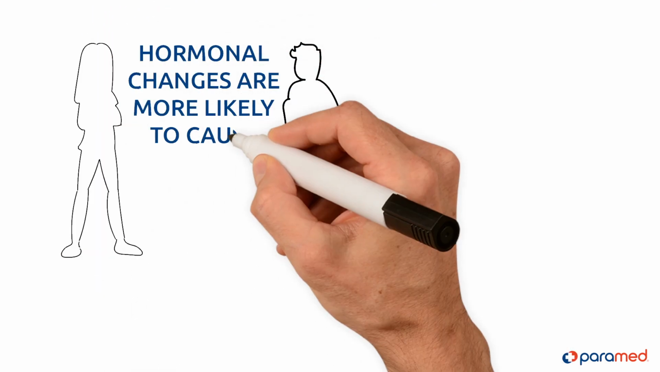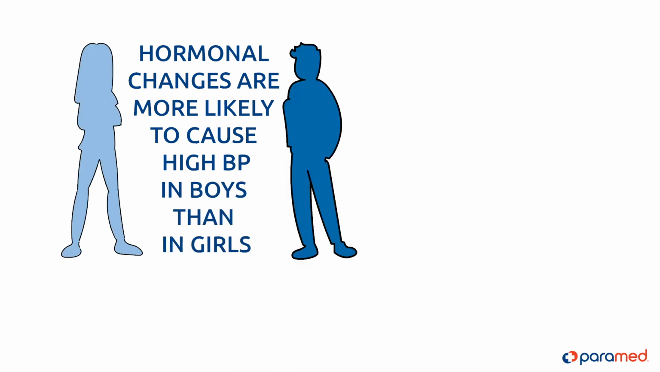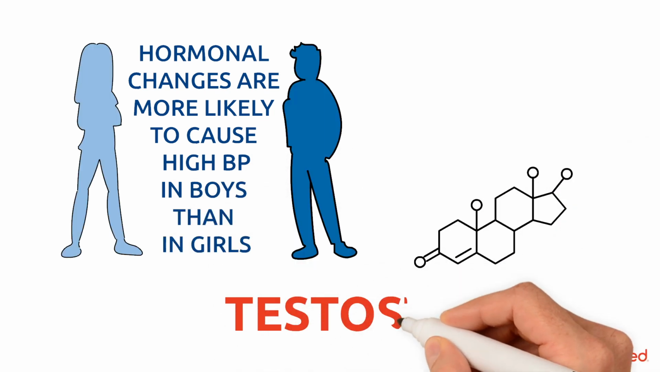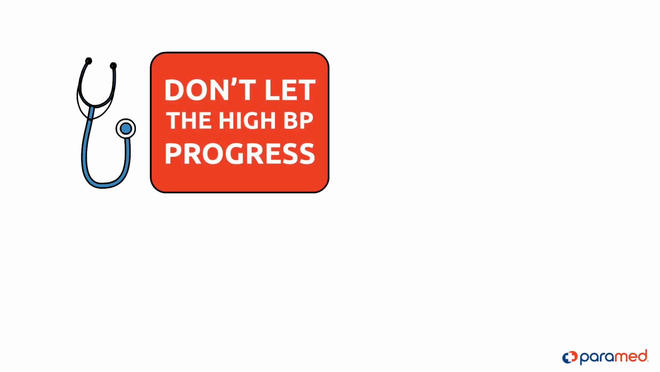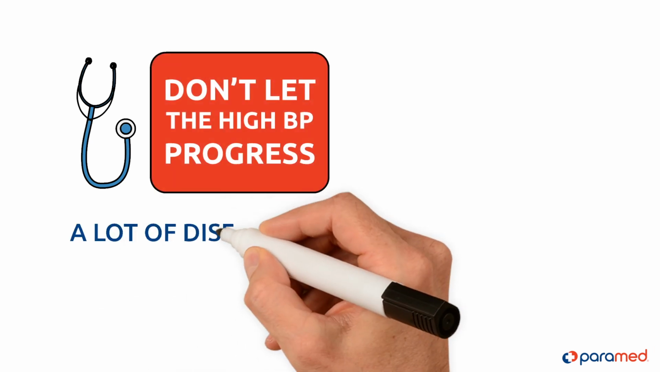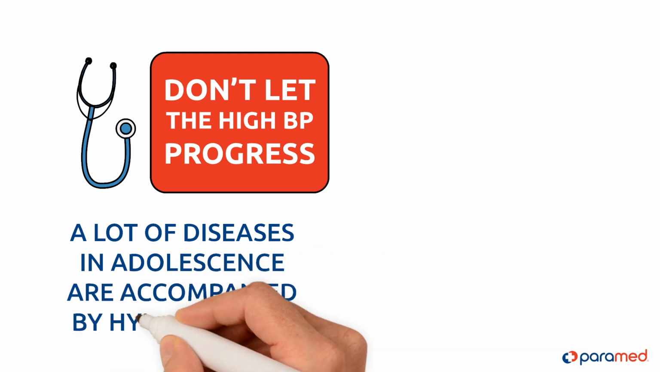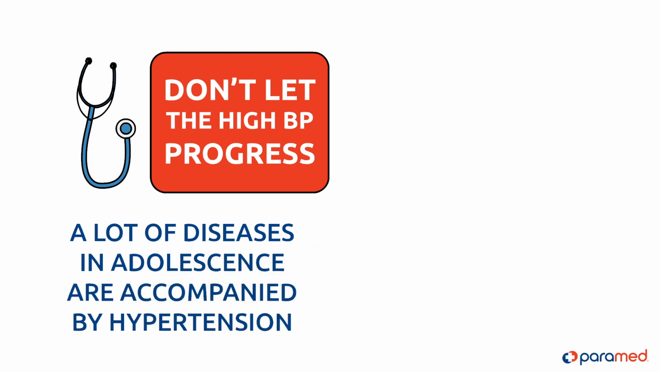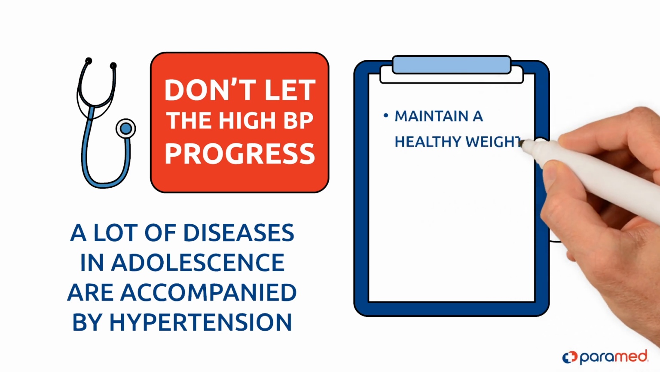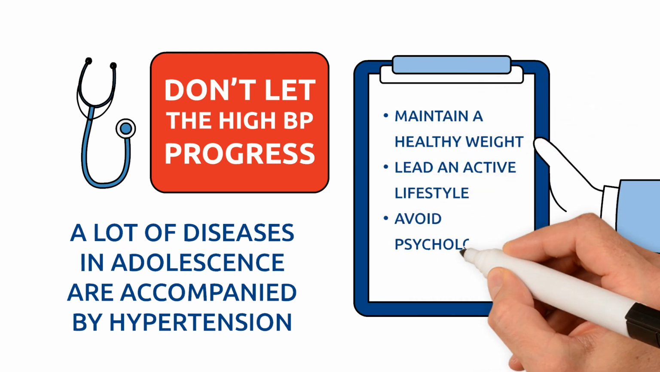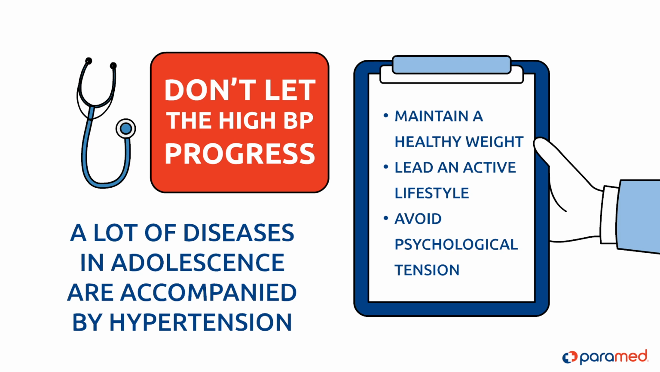Hormonal changes are more likely to cause high blood pressure in boys than in girls, a result of higher levels of testosterone. It is very important to see a doctor and to not remain in a state of high blood pressure. During adolescence, there are a lot of diseases that can be accompanied by hypertension. To avoid serious problems, it's very important to maintain a healthy weight, lead an active lifestyle, and to not have psychological tension.